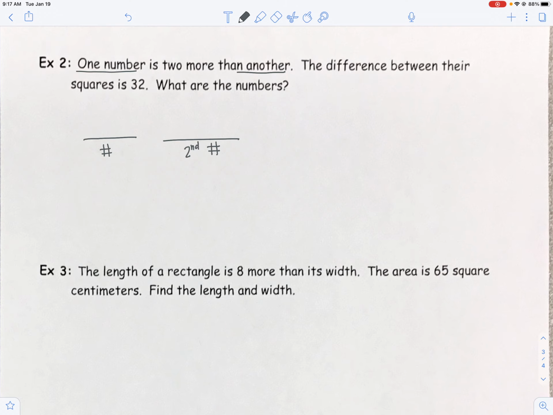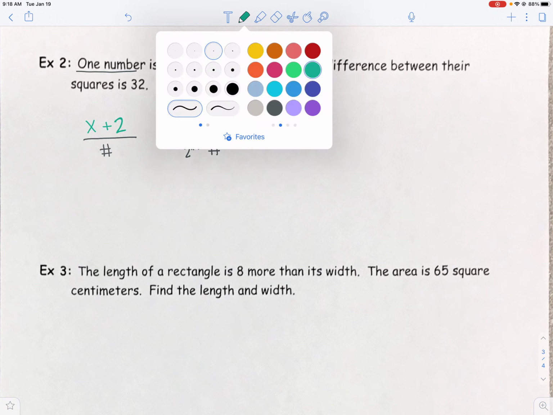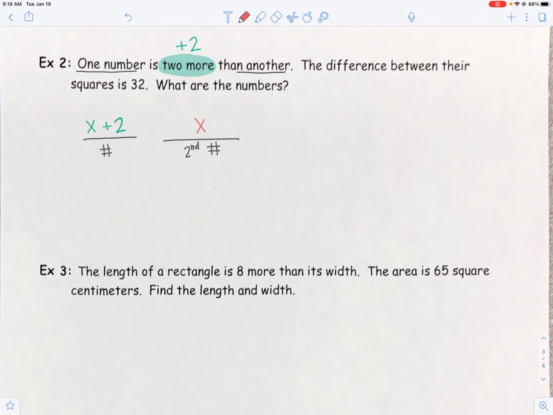It says that one number is 2 more than the other. If you think back to your Math 101, 2 more than means I'm going to take it and add 2. So one number is x plus 2. If it's 2 more than the other number, then the other number must be x. So I have x plus 2 because it's 2 more, and x. That's just the first sentence.